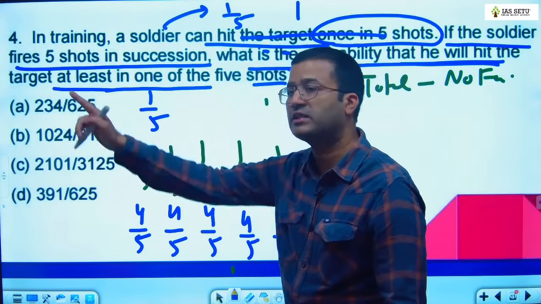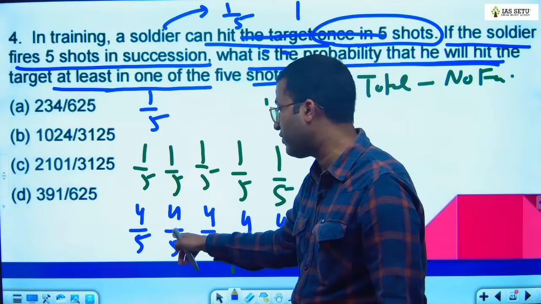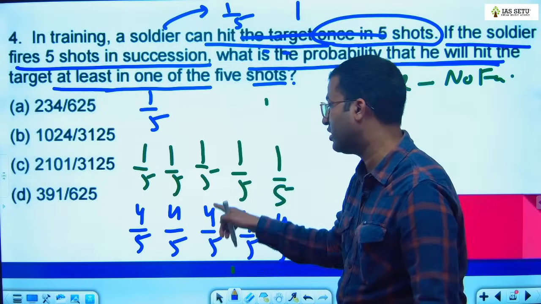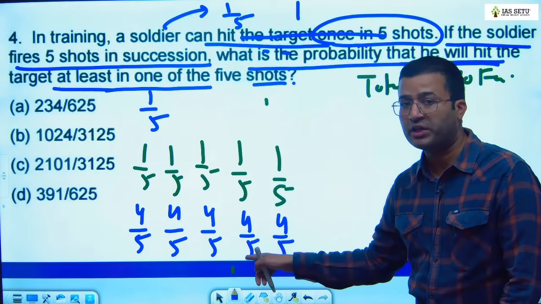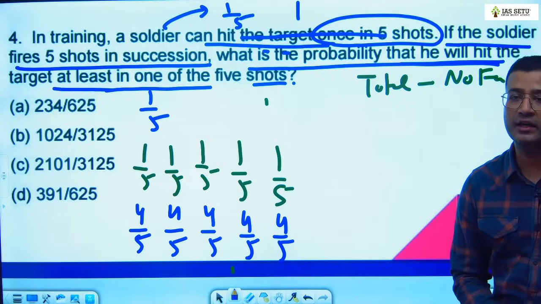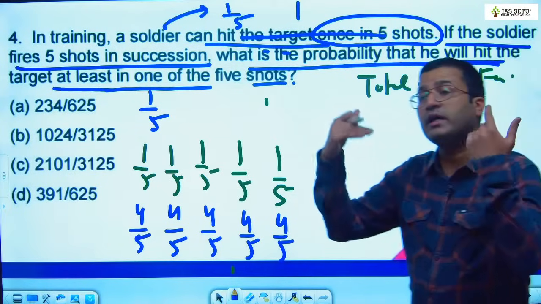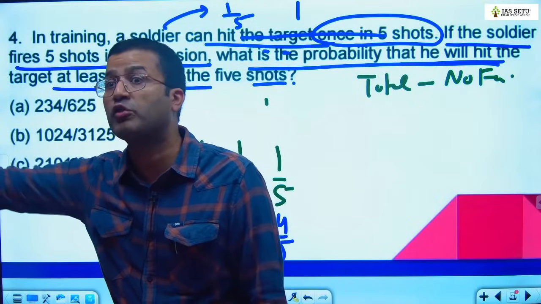Same like there are 5 shots. पहला shot hit कर जाए 1 by 5, not hitting 4 by 5. Hitting the target 1 by 5, not hitting the target 4 by 5. I assume like all the 5 shots we are not hitting the target.